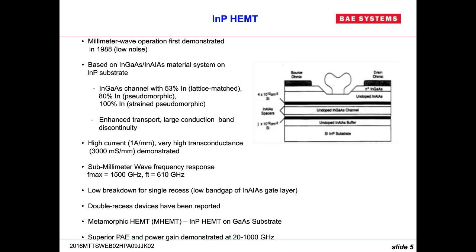The next device is the indium phosphide HEMT, and this is really pushing it up in frequency. People either use indium phosphide substrates, or there's a variation called metamorphic HEMT, which is the indium phosphide HEMT grown on a GaAs substrate. With a lattice match device, you can move up to 53% indium, stretch it to 80% pseudomorphic, or all the way to 100% with HEMT technology.